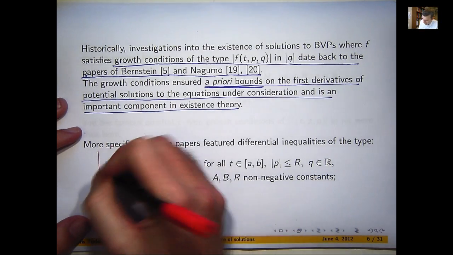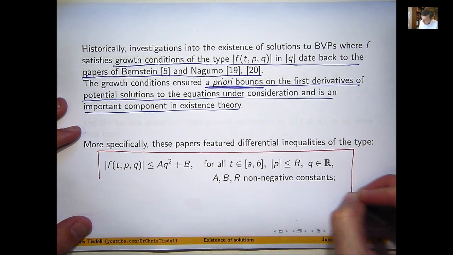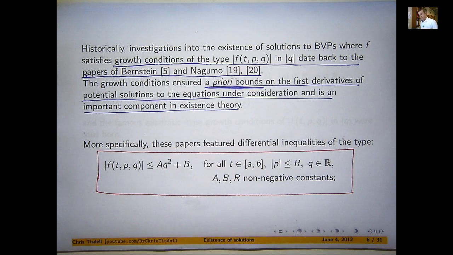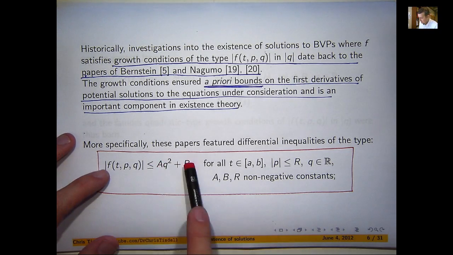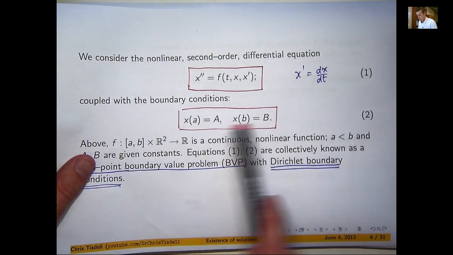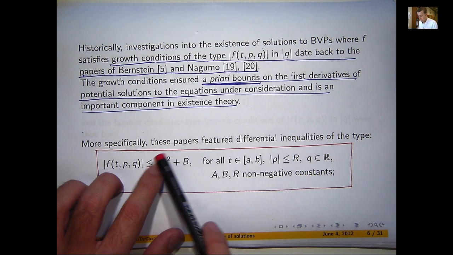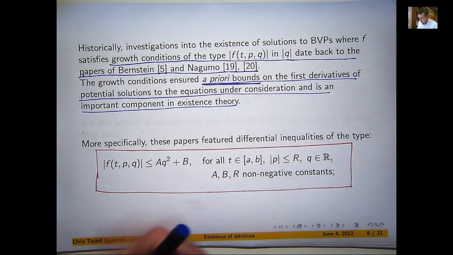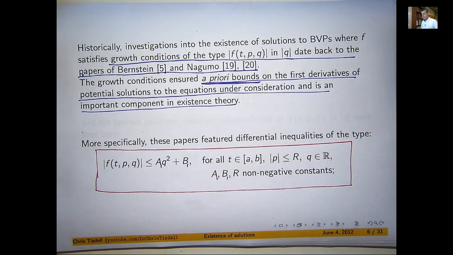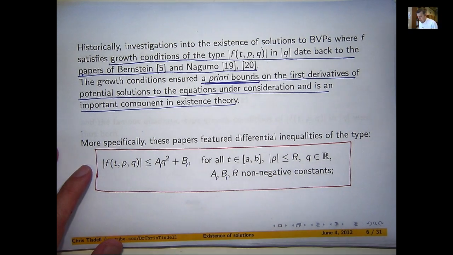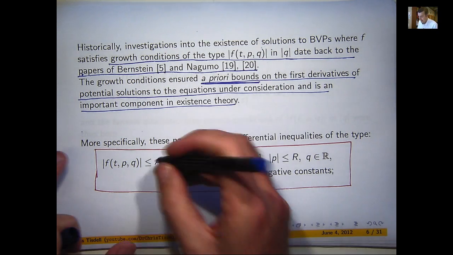Now, this is the sort of growth condition that Bernstein introduced. So our f, the right-hand side of our differential equation, satisfies some sort of quadratic growth condition. Now, the a and b here is not the same as the a and b here. Okay, so if you find it confusing, write these as, say, a1 and b1. So this is where the quadratic type growth condition name comes from, I guess.